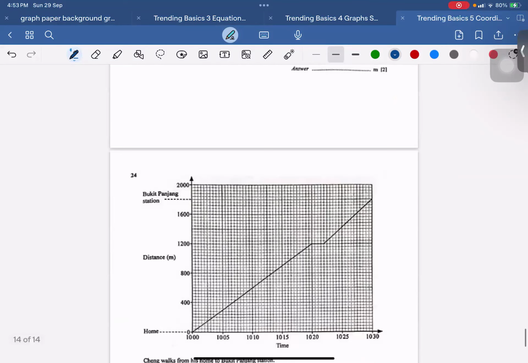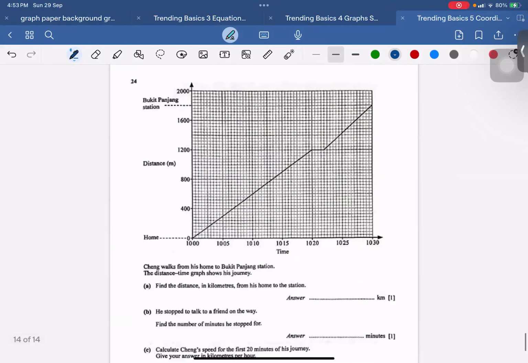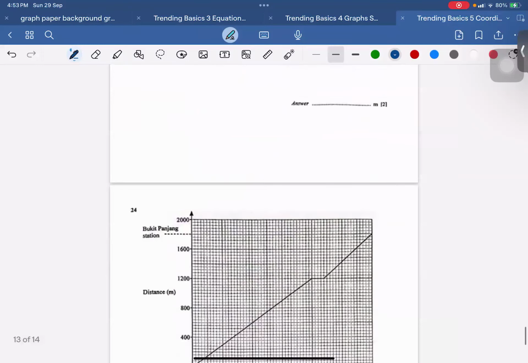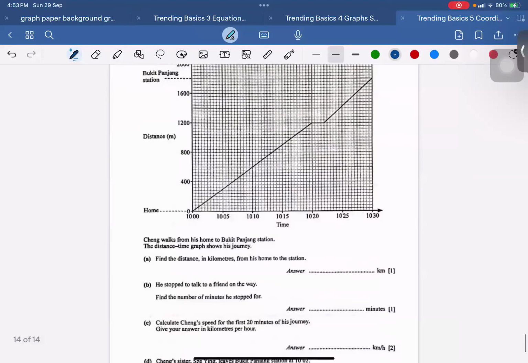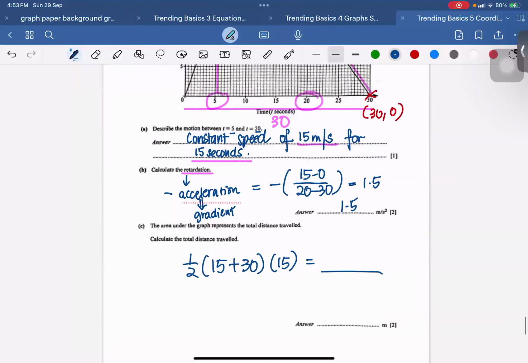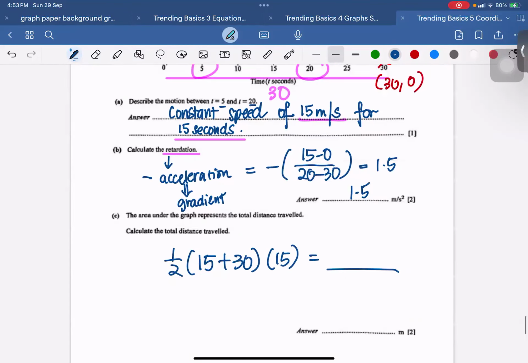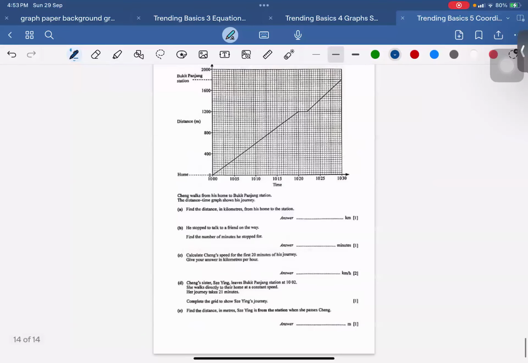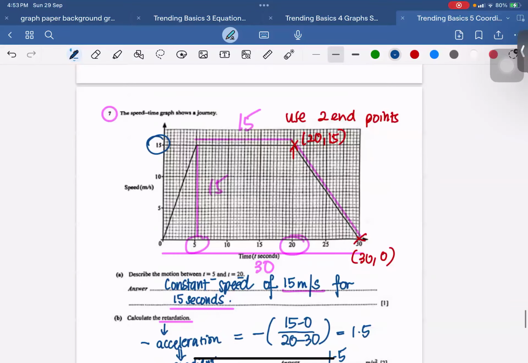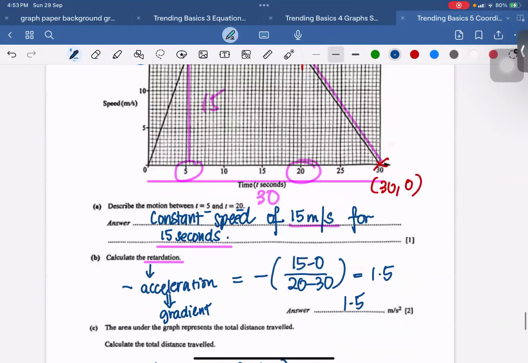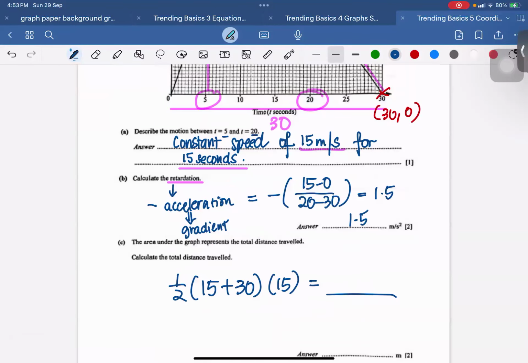This one we went through the other day in class already, so I'm not going to go through it, but it's on distance time graph. It just came out recently. So see whether you want to read it up or not. Okay, so with that, I finished whatever I wanted to go through in trending basics. I'm still in the middle of setting the warm-up mock exam paper. You will have many more questions to practice.